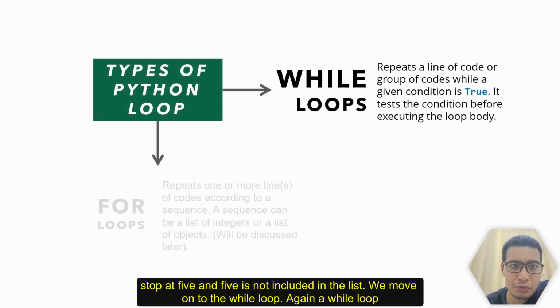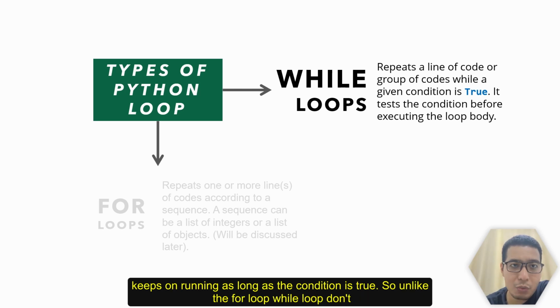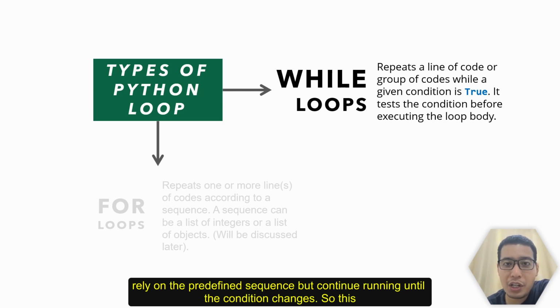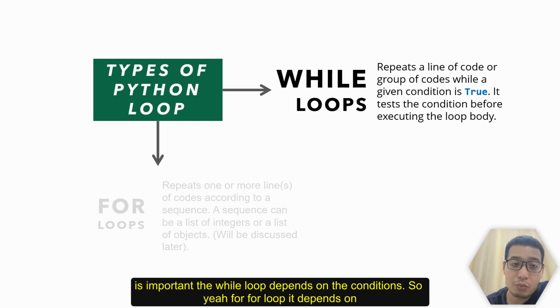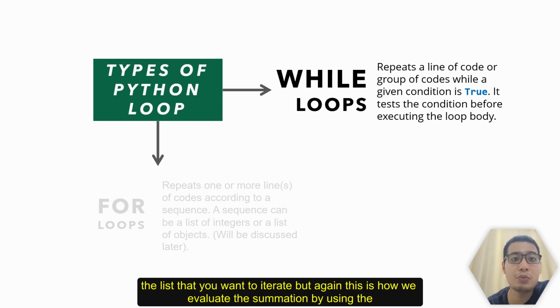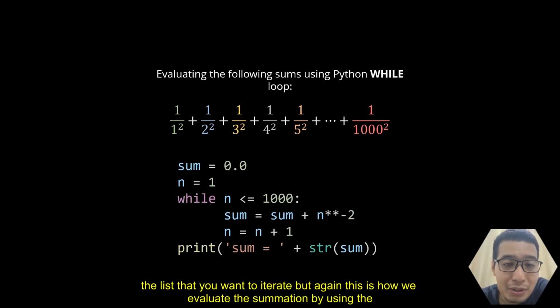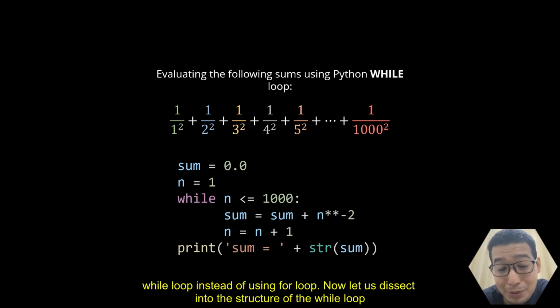We move on to the while loop. Again, a while loop keeps on running as long as the condition is true. Unlike for loops, while loops don't rely on a predefined sequence, but continue running until the condition changes. So this is important: the while loop depends on the conditions. For a for loop, it depends on the list that you want to iterate. But again, this is how we evaluate the summation by using the while loop instead of the for loop.